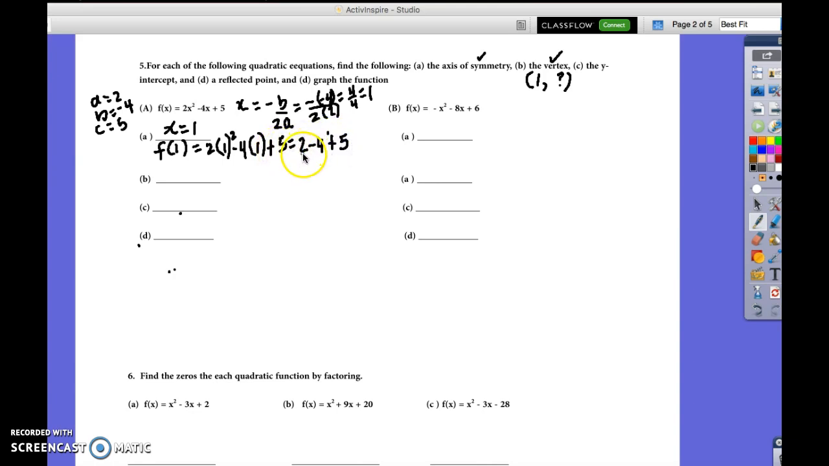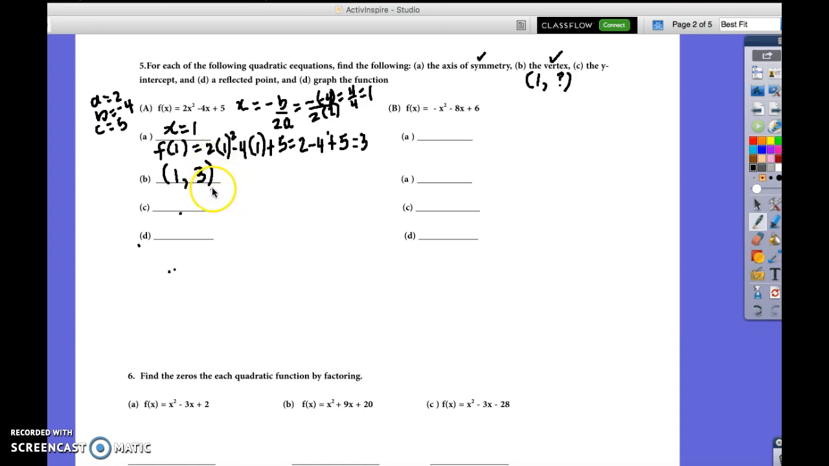So when I simplify this, I have 2 minus 4 is negative 2. Negative 2 plus 5 is equal to 3. So this is the y coordinate of the vertex. So the complete vertex would be located where x is 1 and where y is 3. So that would be the address for the vertex.